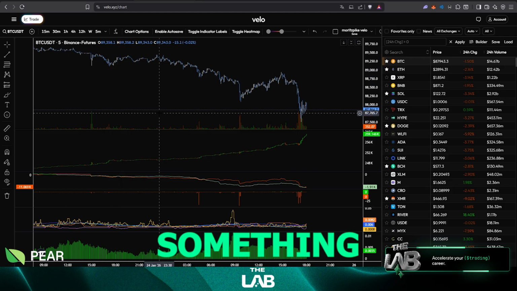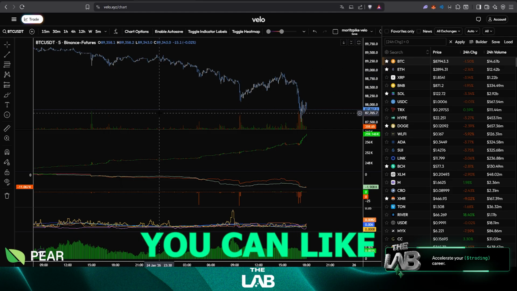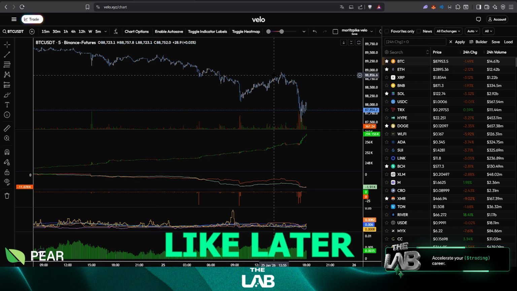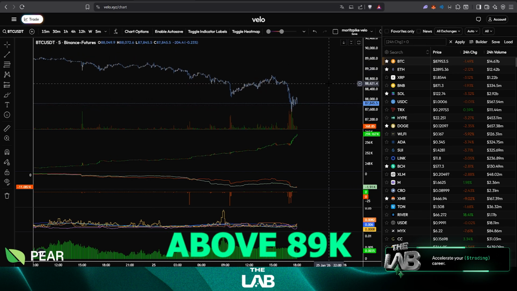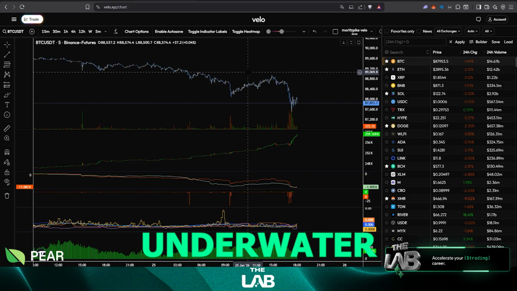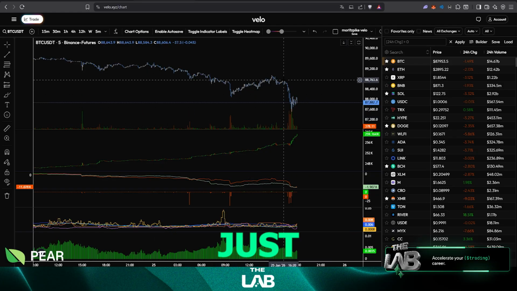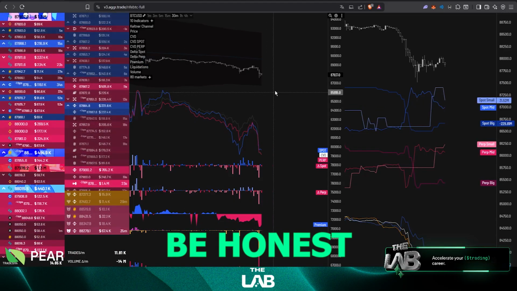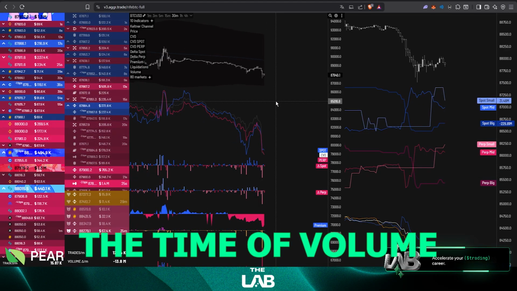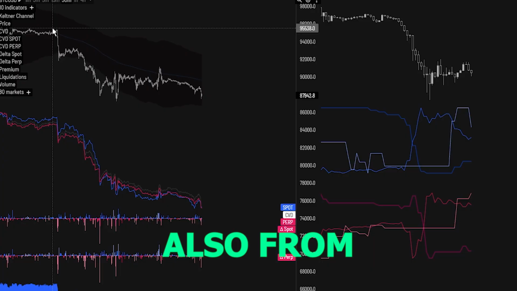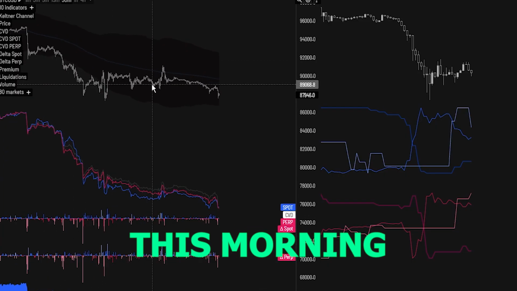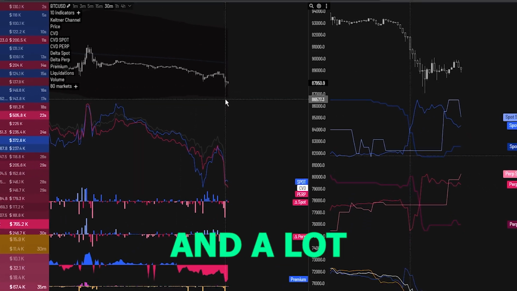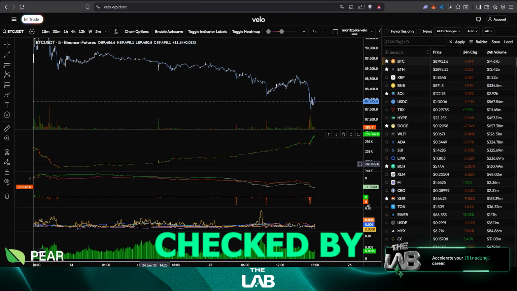With all this information, you can save it in your head, and later on, if we see maybe later in the week a squeeze above 89k, those shorts could get underwater. This usually is just effective in times of high volume, and to be honest, Sunday is usually not the time of volume, but we saw this price action also from yesterday night until this morning. It's quite distributive, so there's a lot of volume and a lot of new positioning open, which can be checked by open interest, right?